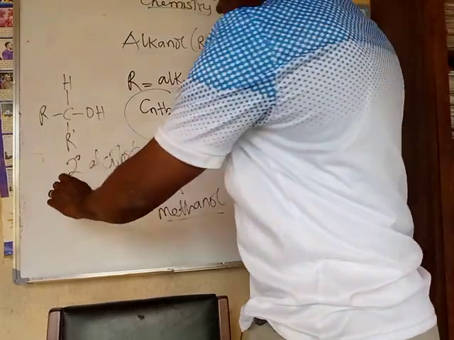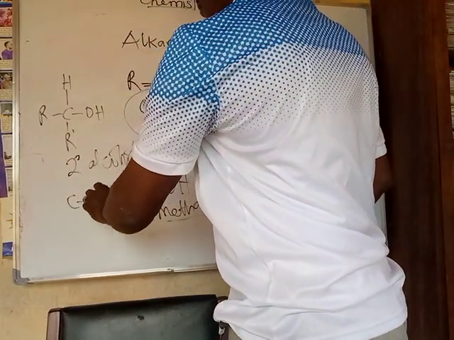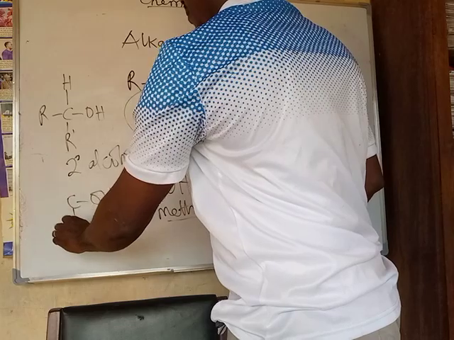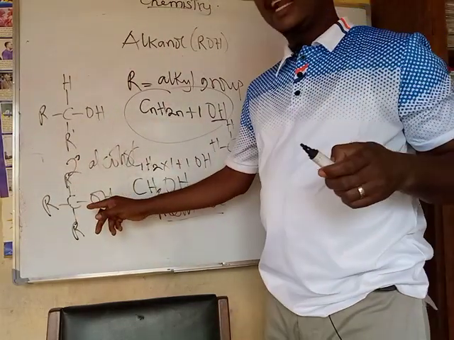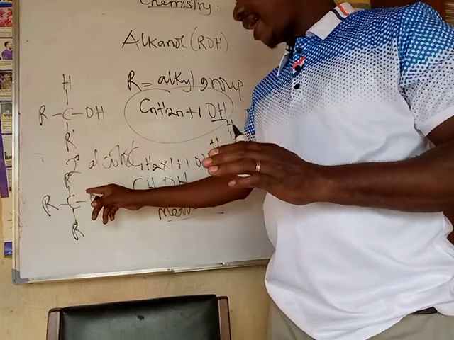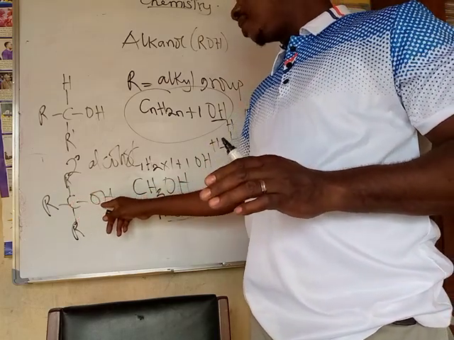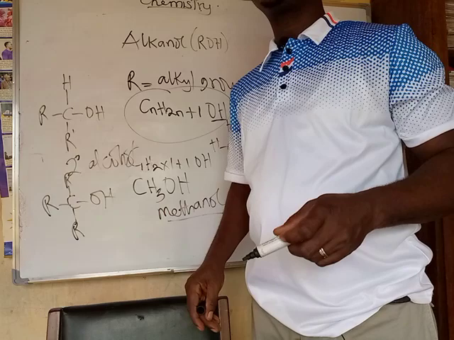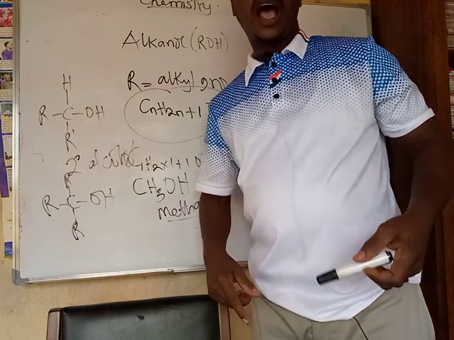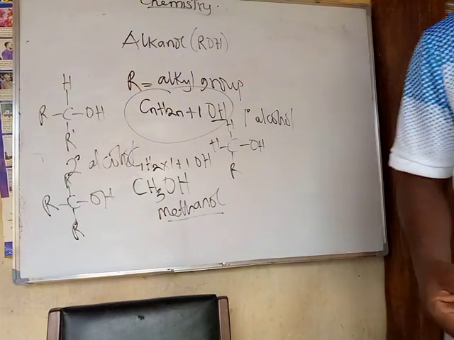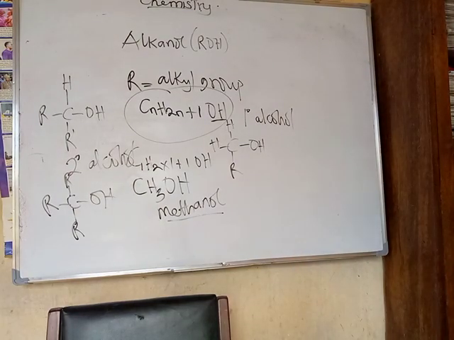And now, when you have something like this, when there is no hydrogen attached to the carbon that carries the OH, you now have tertiary alkanol. Now we will see how to use IUPAC to name all these compounds.